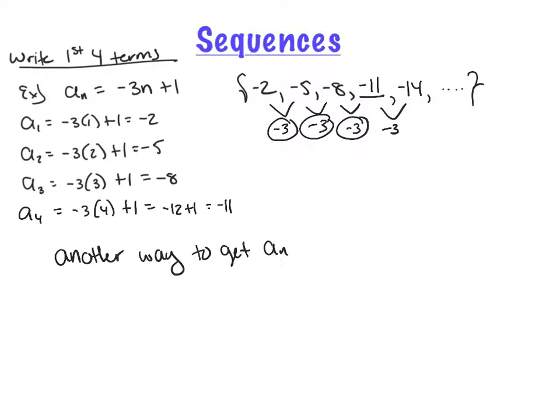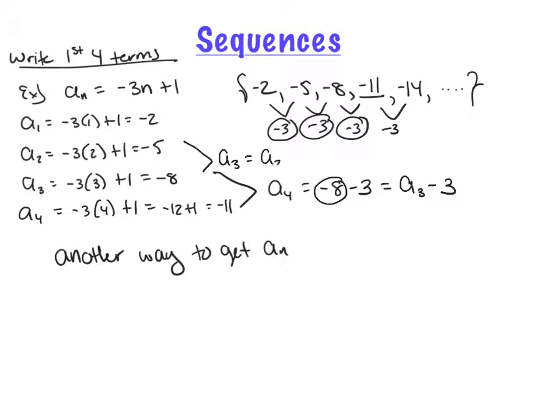These a sub n's. Okay, so here's what I want you to notice. To get from a sub 3 to a sub 4, we took a sub 3, which was negative 8, and subtracted 3 more. We took the negative 8 and we subtracted 3 more to get to the negative 11. We also could write that negative 11 was a sub 3 minus 3. Let me do this with another one. To go from a sub 2 to a sub 3, a sub 3 was a sub 2, which is negative 5, minus another 3.